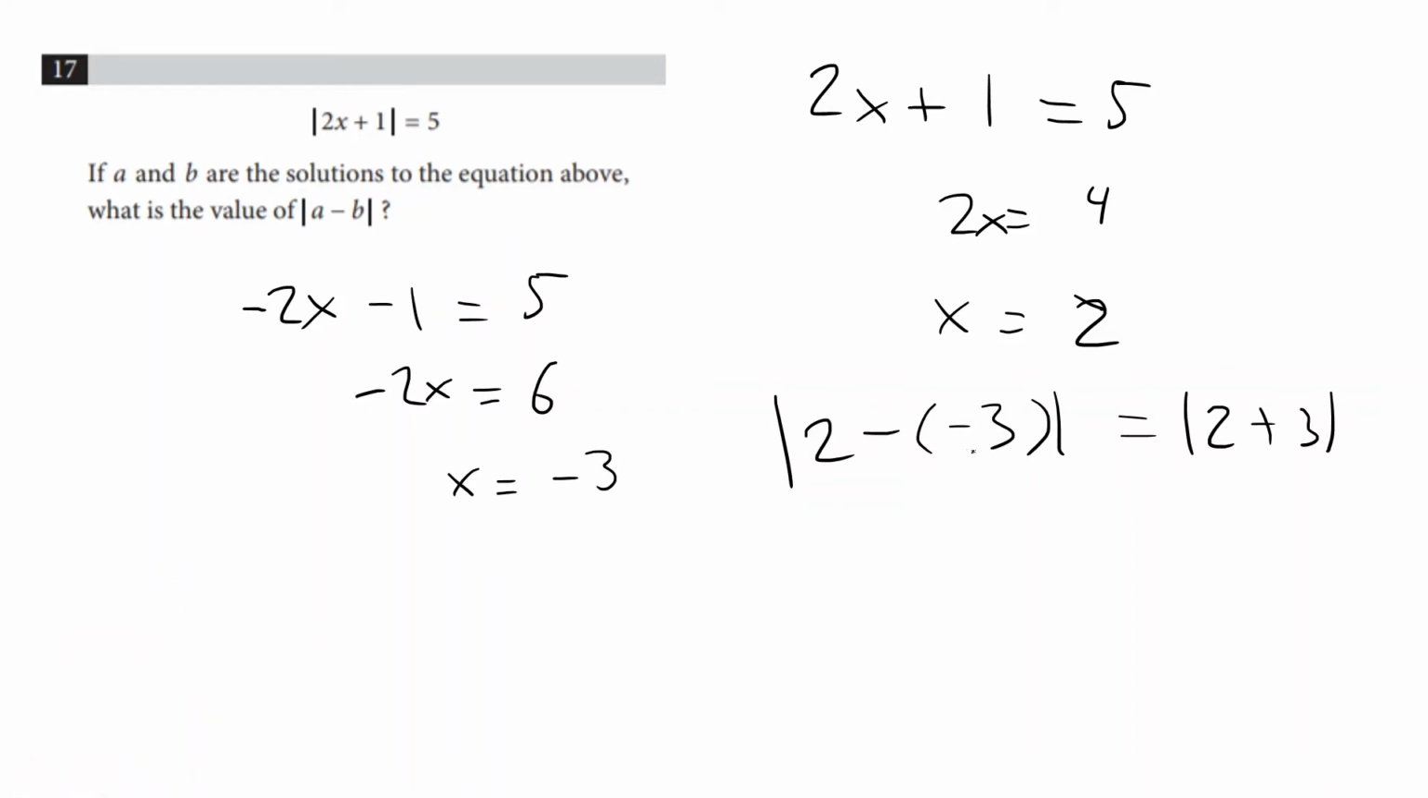Okay. Which would then grant us 5. So the answer to this is 5.